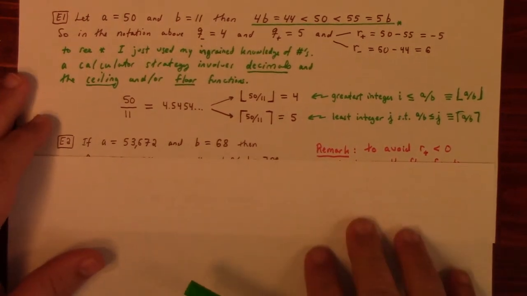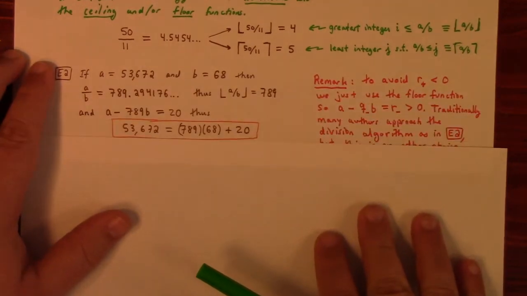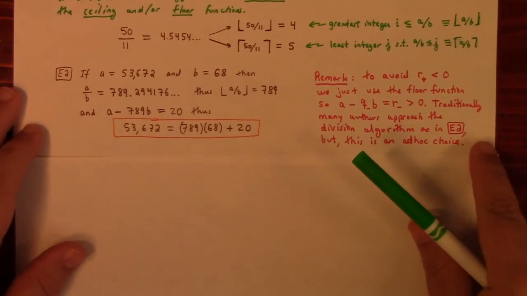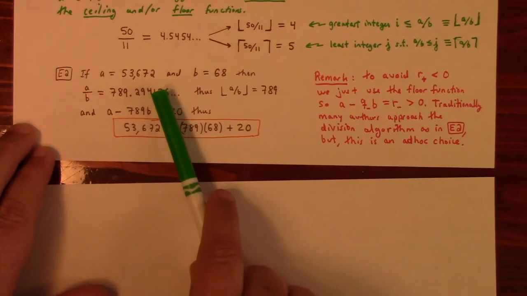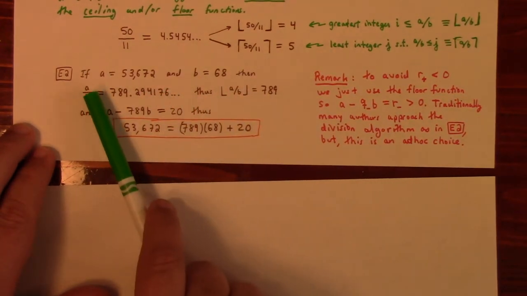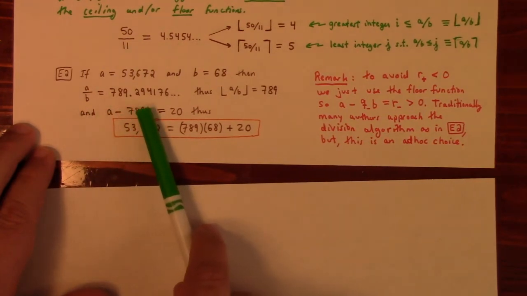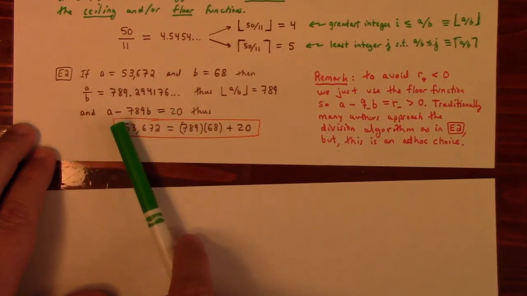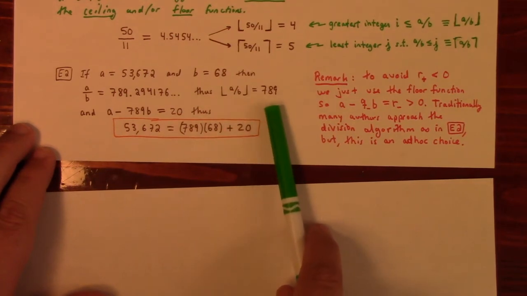So here's an example where I couldn't just guess it. Here I really need to use a calculator, right? So if I have a is 53,672 and b is 68, if I calculate a over b with my handy dandy calculator, I get 789.294176 and so on. So the floor of that is 789.